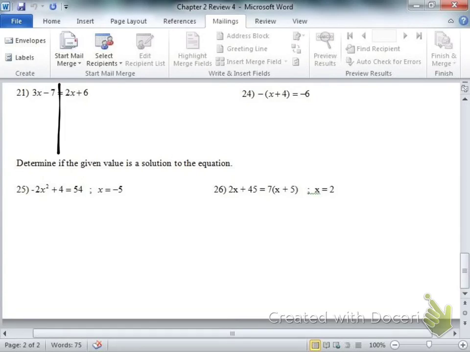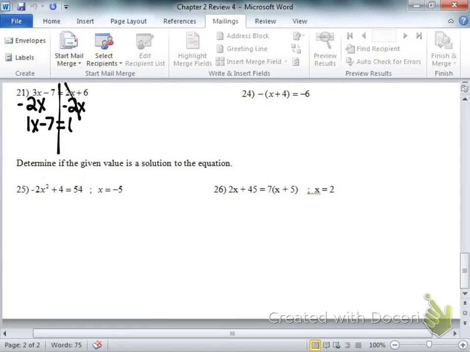Number 21, we have 3x on one side, we have 2x on the other side. So I'm going to pick on the 2. So I'm going to subtract 2x from the left. Those are gone. But I have to subtract 2x on the other side where I see the x's. So 3x minus 2x, that gives me 1x. Then everything else falls into place.